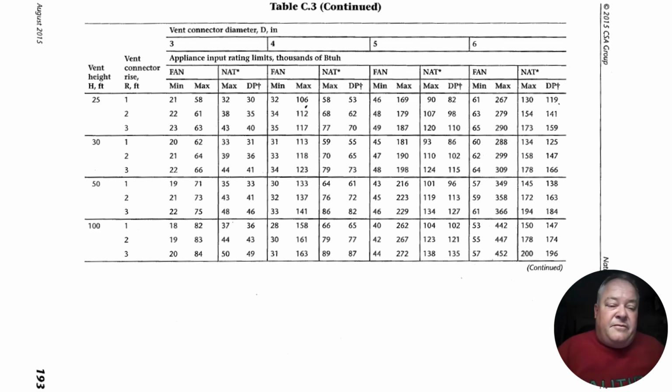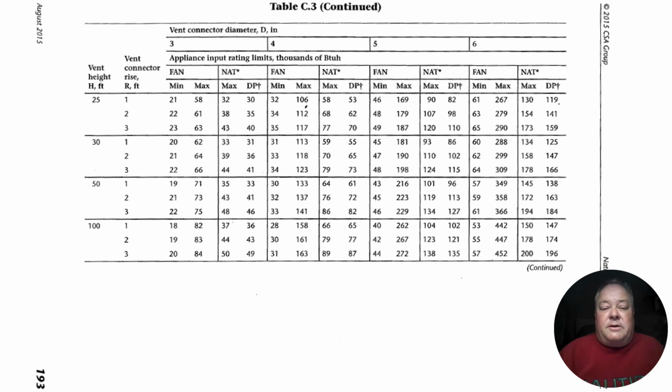We know we have a 31 foot vent height, so I'm going to go to the 30 foot section. I don't know why that isn't working. I'm going to go to the 30 foot section here. The 30 foot section is going to be the vent height we're going to use because we have a vent height of 31 feet. We got a 1 foot vent connector rise to the water heater, so we're going to go from 30 over here to the 1, and we need 57,000 BTUs, and we know we have air exhausting appliances, so we're going to use the DP column.